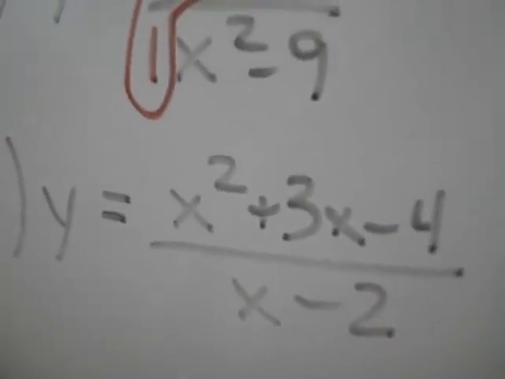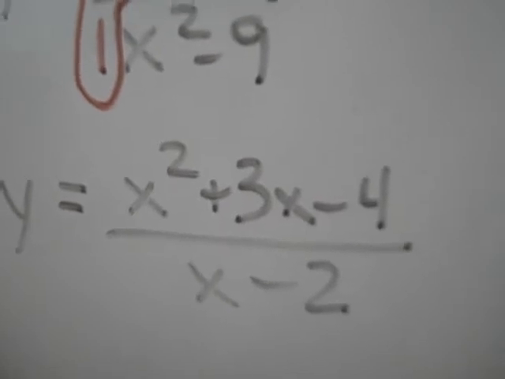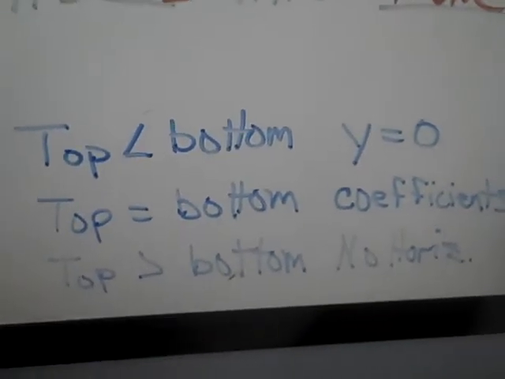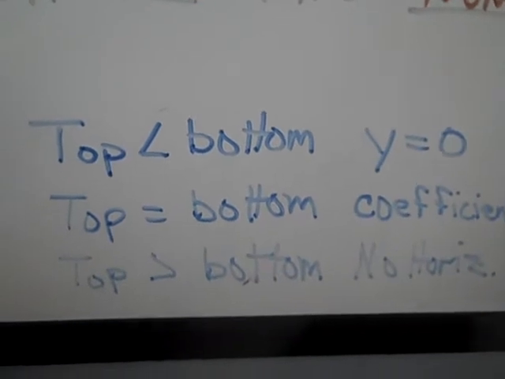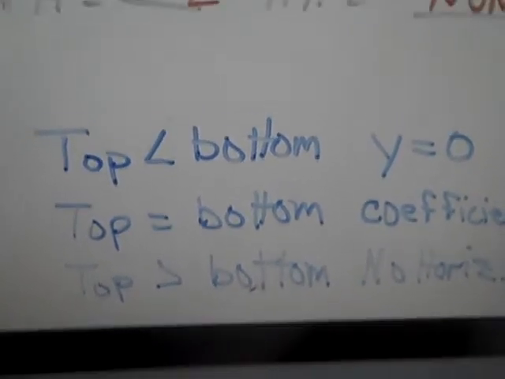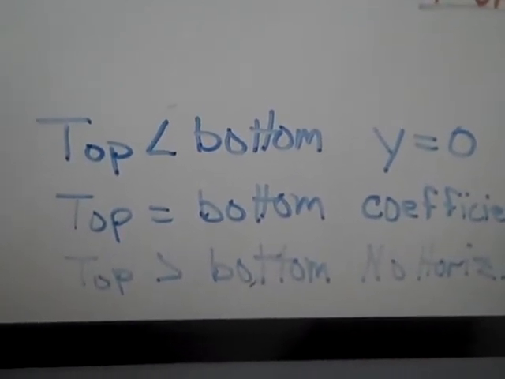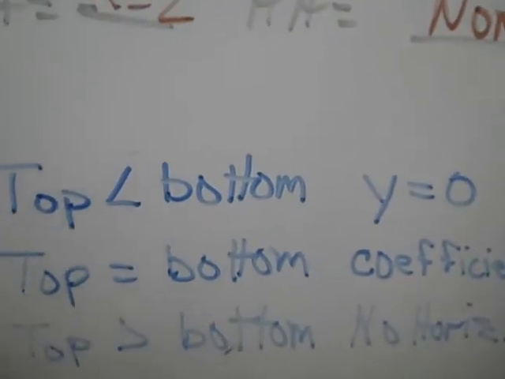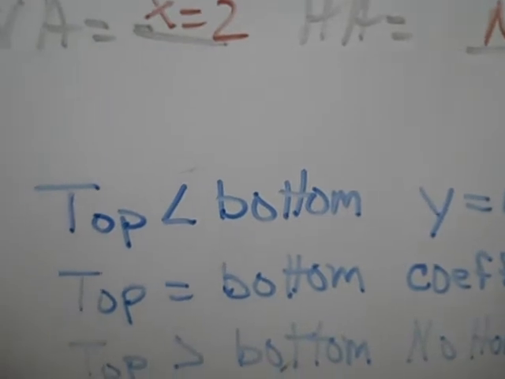X equals 2. Now, this is a degree 2 on the top and a degree 1 on the bottom. If that happens, 99% of the time, there is no horizontal asymptote. So what I did is I wrote some rules down here that will prove true most of the time. I cannot say all the time. Use your calculator and your graph on the calculator to prove these statements.